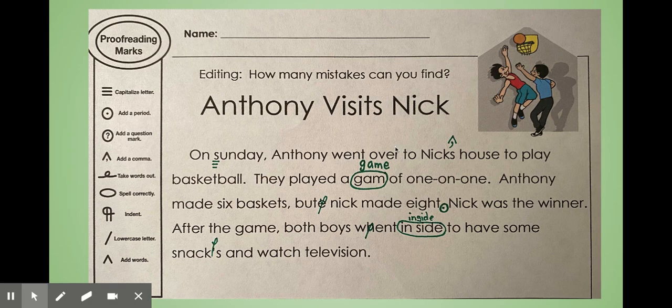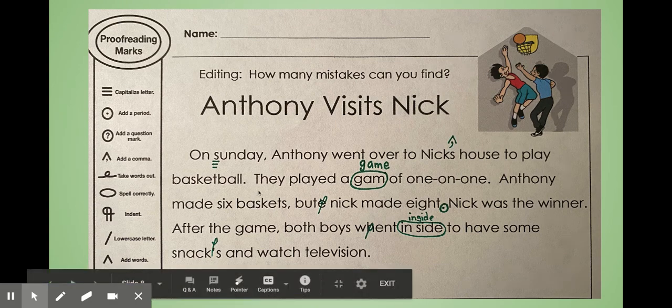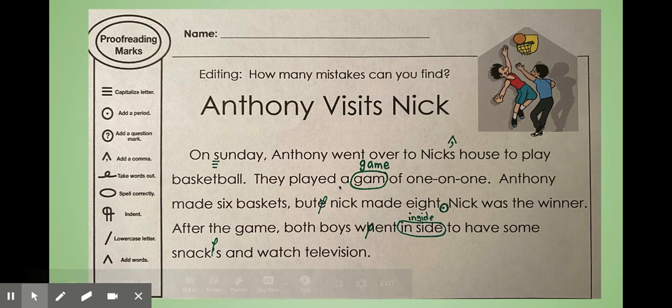Here it says Anthony went over to Nick's house. We know that we use an apostrophe S to show ownership. That he's going to whose house? Nick's house. The house belongs to Nick. So I have to use an apostrophe S. And here's my insert symbol and my apostrophe. They played a game. Game is spelled incorrectly, so we circle it to remind ourselves to fix it. And then I wrote above it the correct way to spell game.